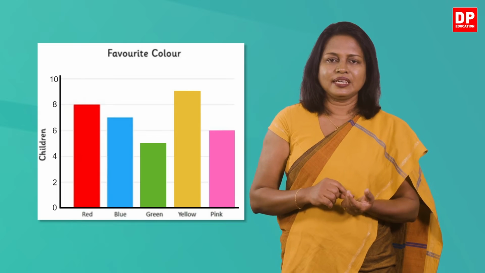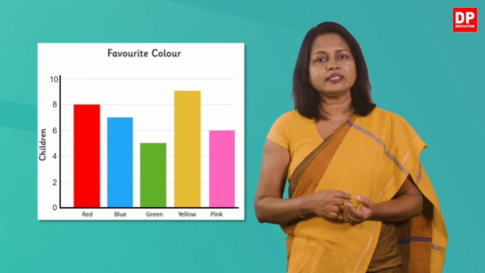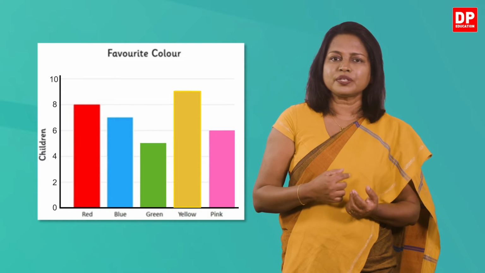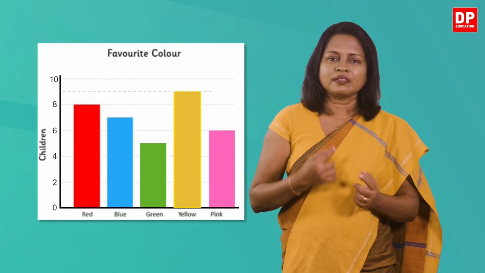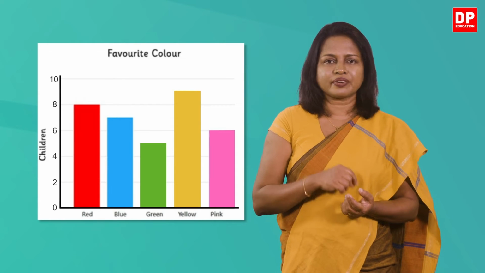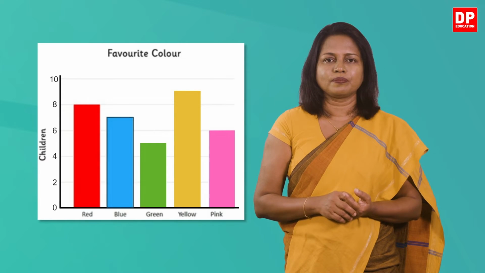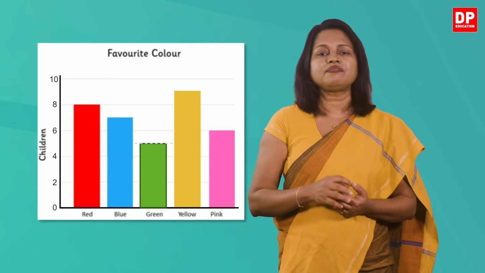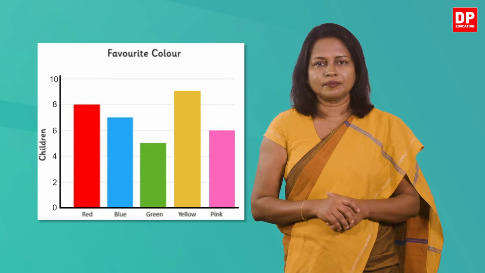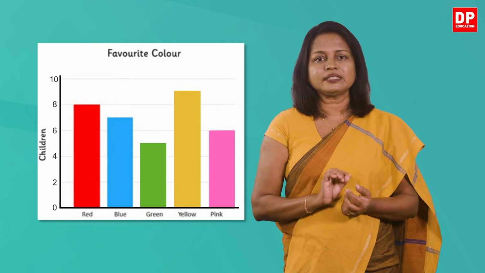As you can see, out of the given sample, most of the students like yellow. The number of students who like yellow is 9. The number of students who like red is more than the number of students who like blue. The least number of students like green. Only 5 students like it. Okay children, now you have interpreted this bar chart correctly.